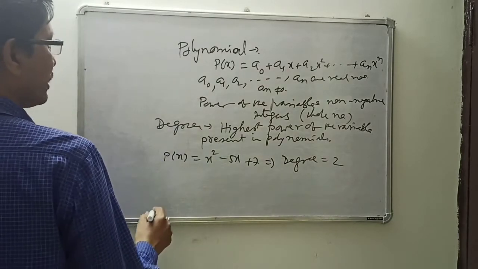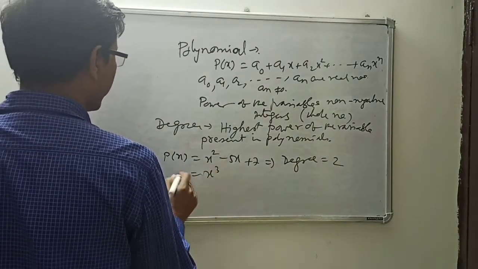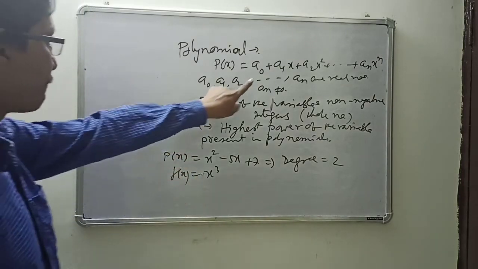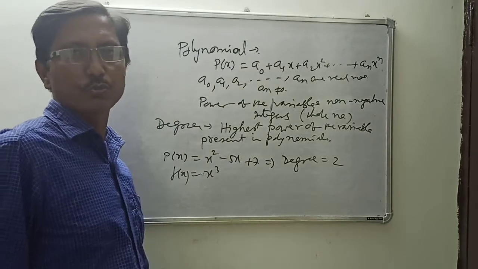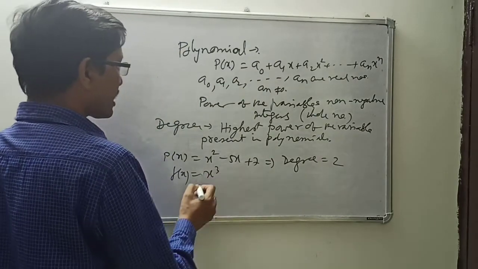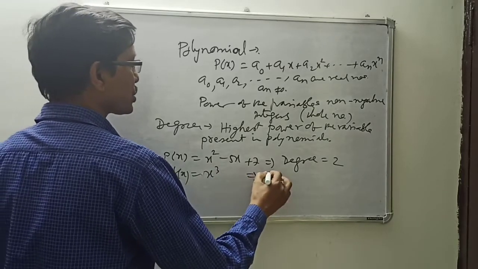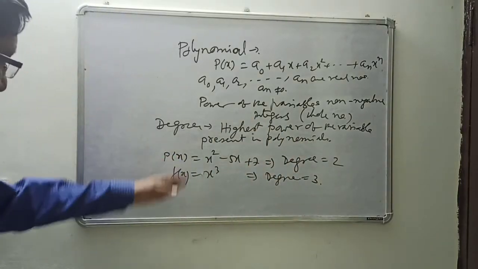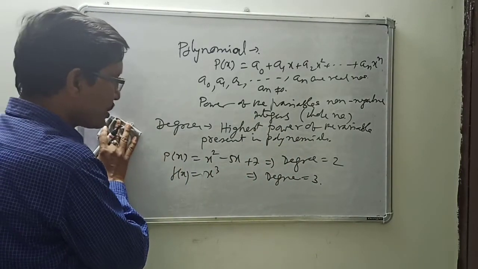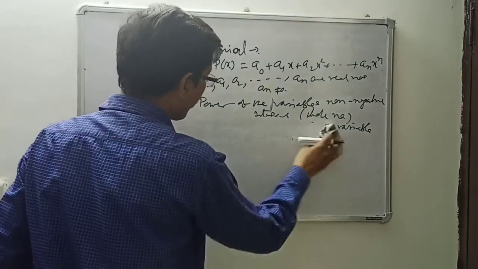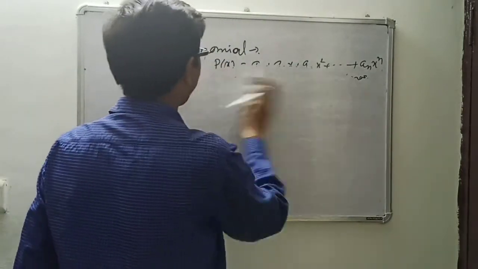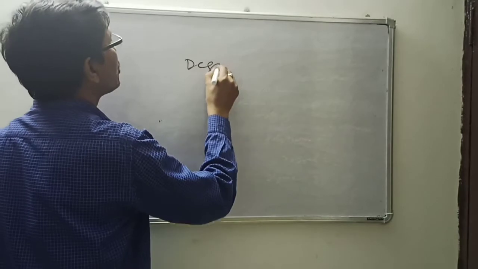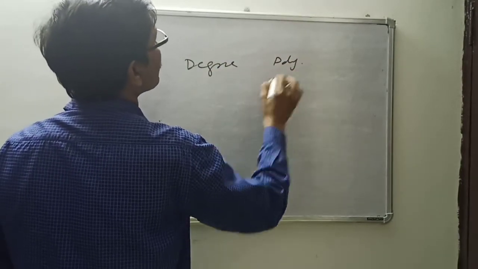If you have simply x cube, just one term, then also it is a polynomial, maintaining the condition that the power of the variable should be a whole number. Here the highest power of the variable is 3, so its degree is 3. In this way, on the basis of the degree, we have different types of polynomials. A few of them we can discuss.